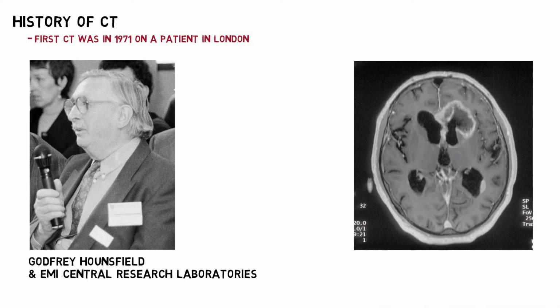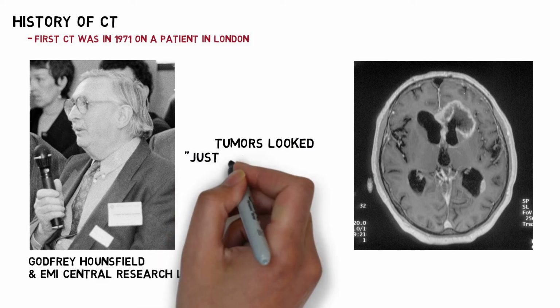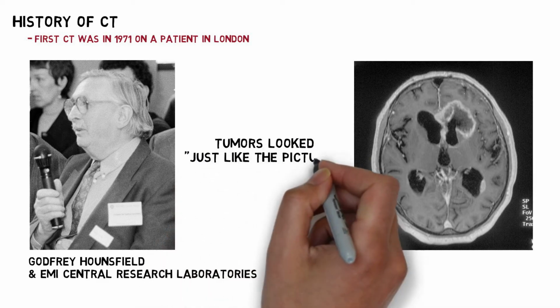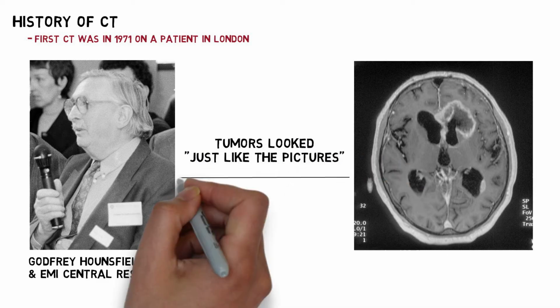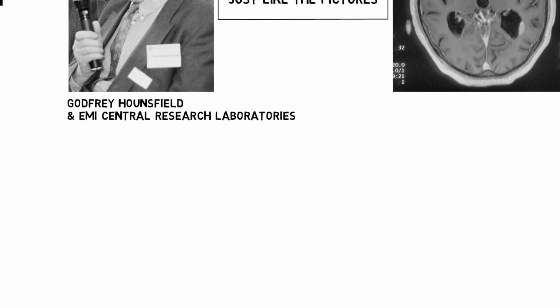The result was incredibly successful as the surgeons claimed the tumor itself looked just like the scan. The CT scan was able to show a textbook image of the tumor and its position in the brain. This was not seen before in any imaging study.